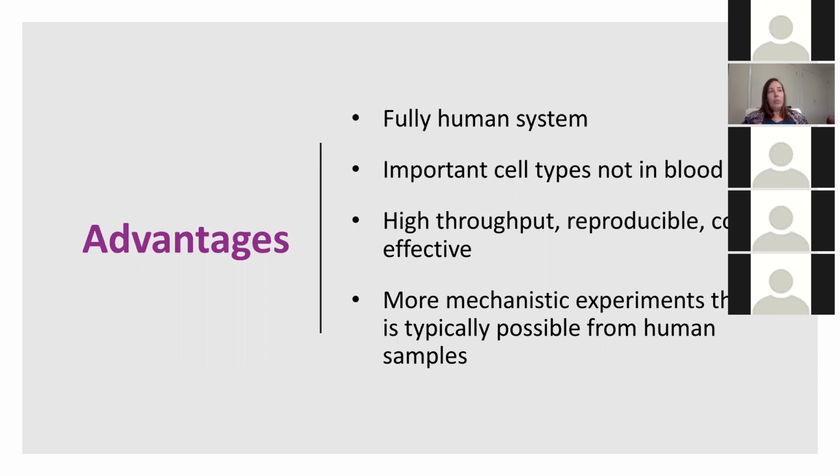We can look at important cell types that are not found in the blood, so things like germinal center B cells and T follicular helper cells, which, unless you get just the right time point, are going to be very difficult to look at in the periphery. And also we've been able to scale this to a high throughput, reproducible and cost-effective technique. So we can actually scale all of this down to a 96 well transwell plate with very few issues. So I'm really excited about the potential of this to do more mechanistic experiments than has been typically possible with human samples.